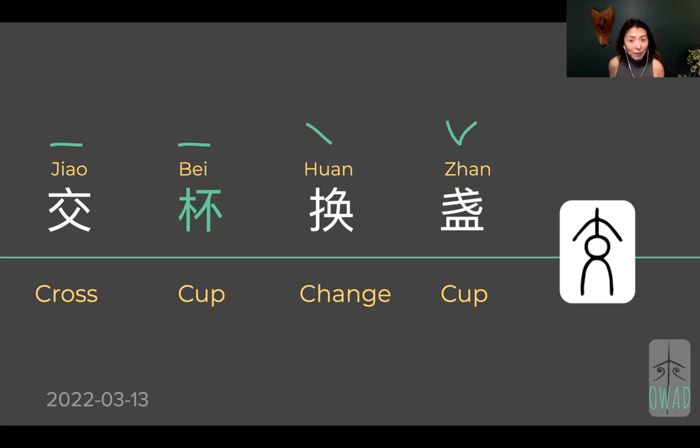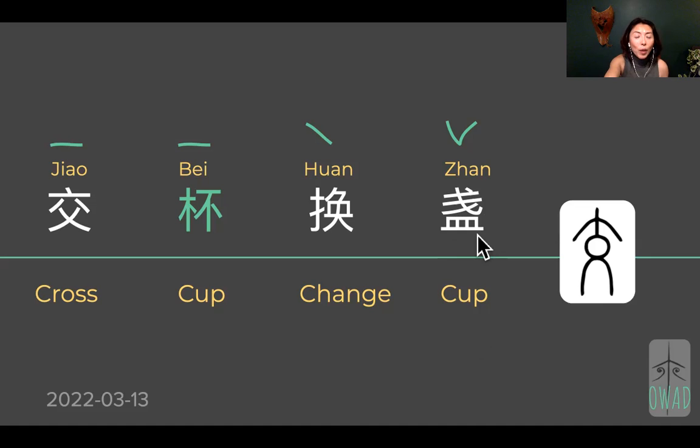Okay, so now we have 杯 and 盏. 盏 is a small type of cup. I translate both of them as cup because I want to keep the C structure. I'm a fan of alliteration, so if I can do it, I will just stick with it. So cross cup, change cup. But actually they are different types of cup. I will show you in the next slide.